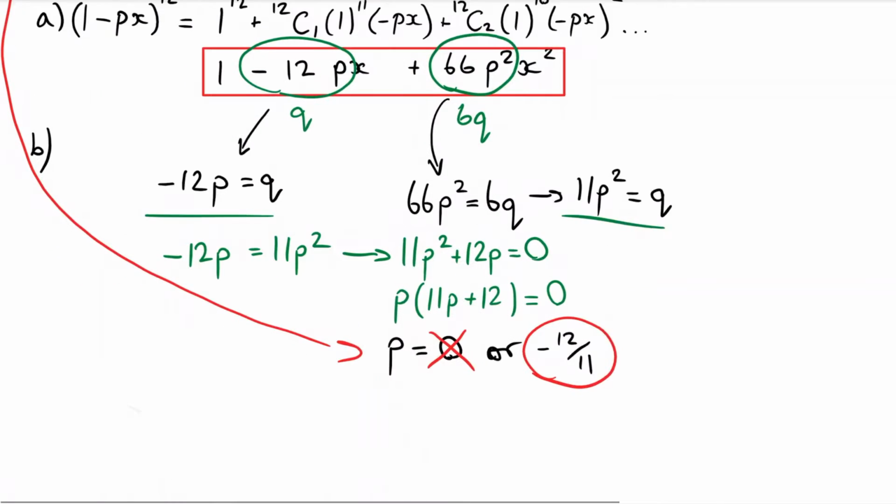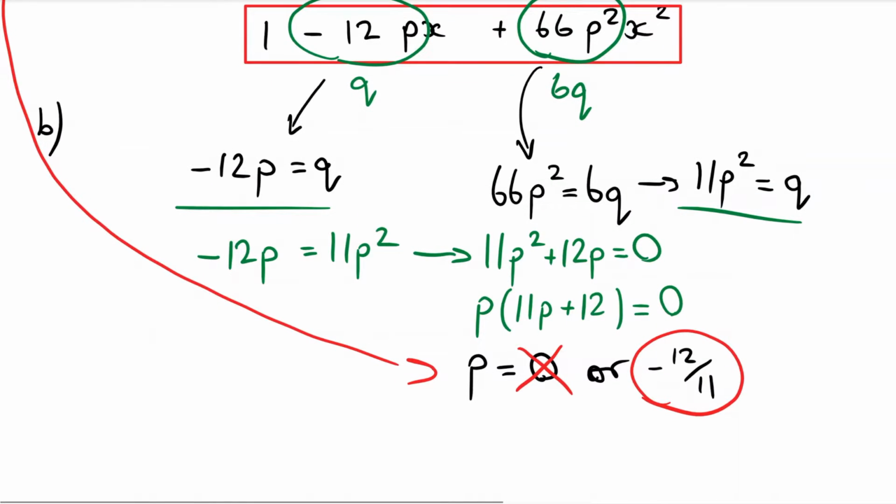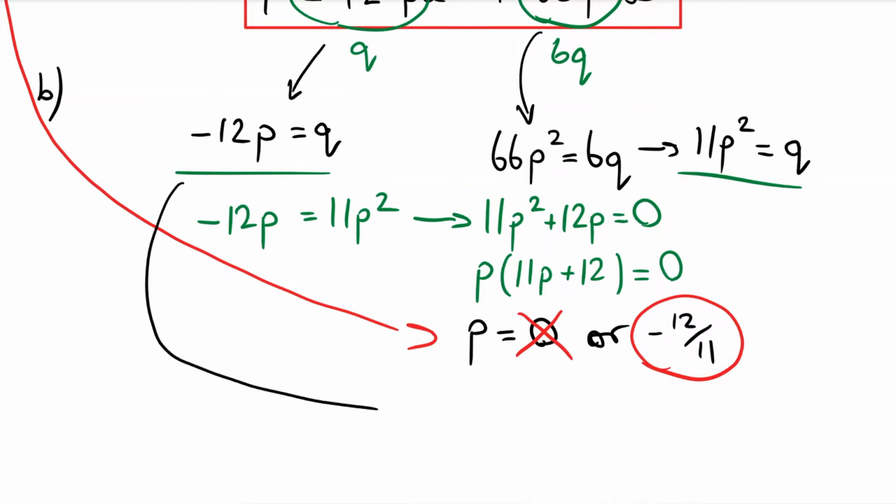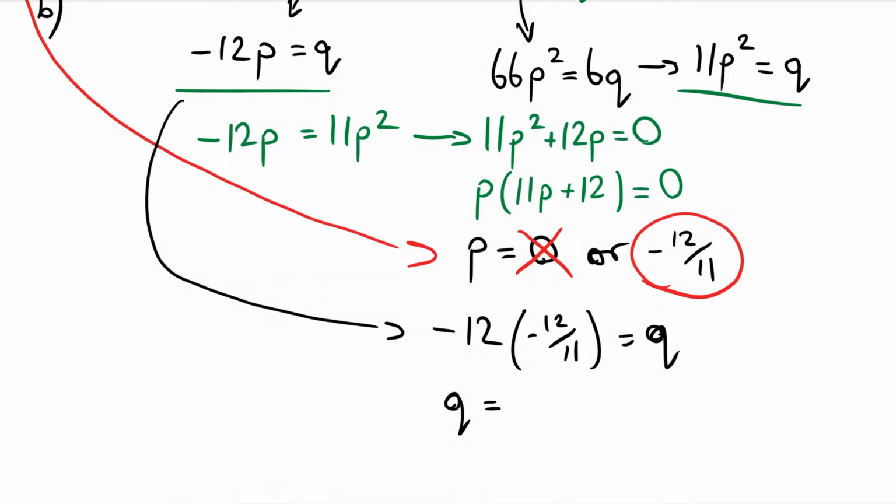I'm going to use minus 12p equals q. It's a simpler equation. So we have minus 12p equals q. I'm going to substitute our value for p into it, which is minus 12 over 11. So now we have minus 12 times minus 12 over 11 equals q. Punching that into the calculator, we get q is equal to 144 over 11, and that's it.